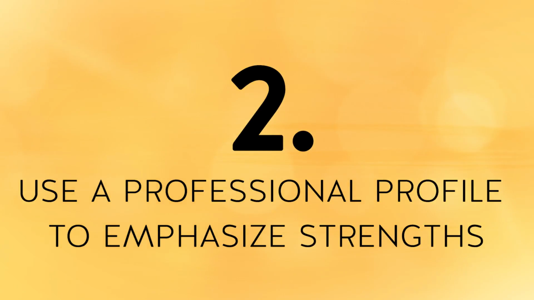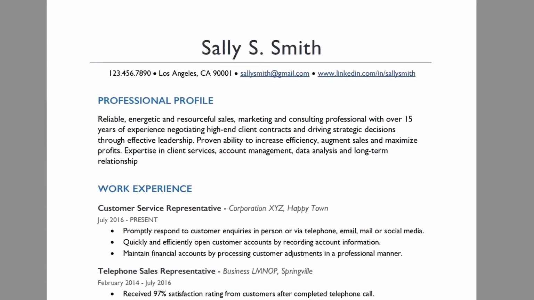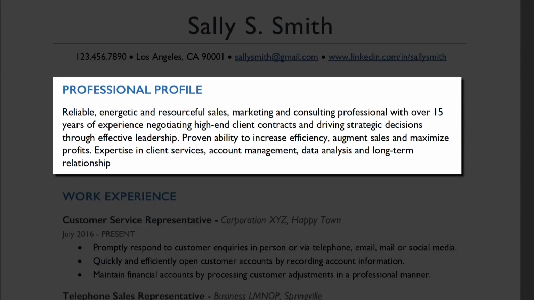Tip number 2, use a professional profile to emphasize your strengths. A professional profile is a short paragraph of information that emphasizes your most important accomplishments. It appears right below your contact information on your resume. Use this section to explain your strengths and show what you can do for an employer. This is the perfect place to sell yourself. You want to show them how great you are so that when they notice a gap in your work history, it's not a huge concern to them.